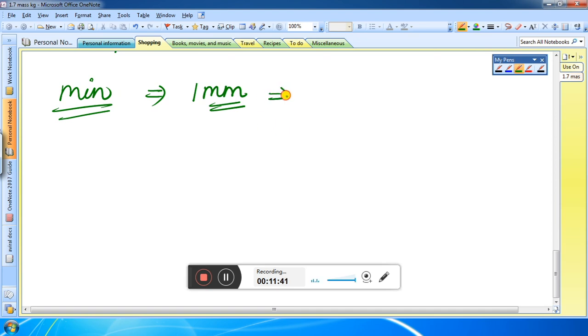And if you convert 1 millimeter into meter, then it will come 10 to the power minus 3 meter.